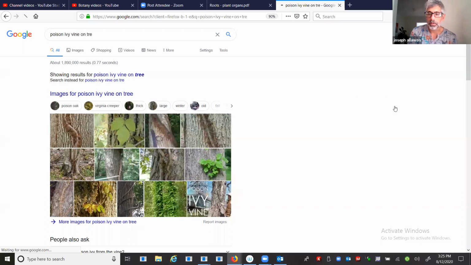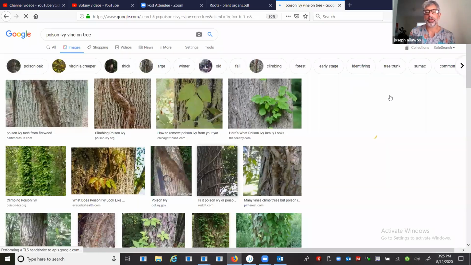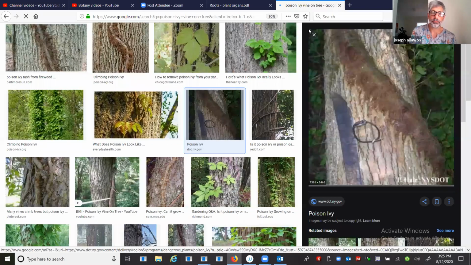See all these masses of roots? This is not a parasite. It's not taking anything from the tree. It's just using these roots to grow up the tree. Okay. Good to know.